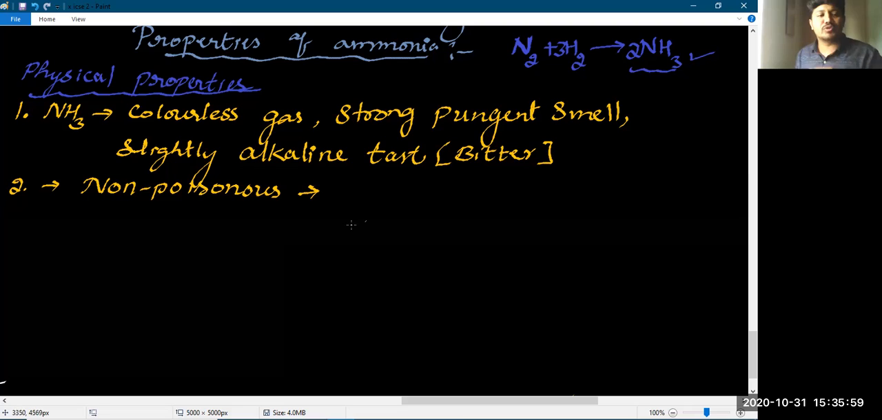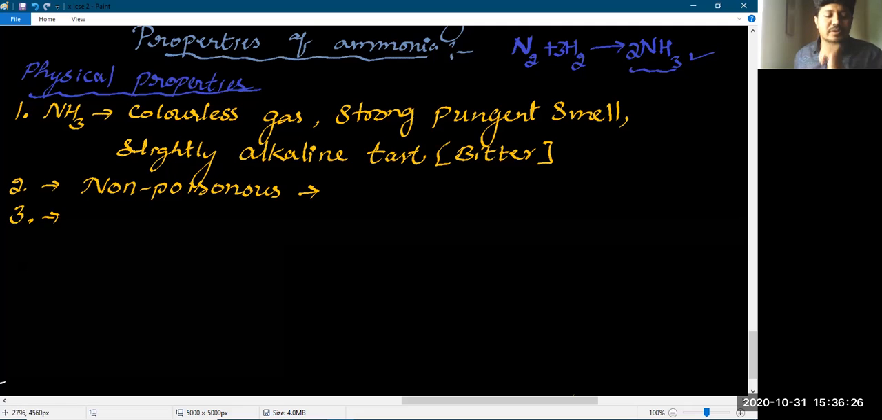Is it clear? One more point you have to remember: it is poisonous. Even a little inhaling of ammonia affects the respiratory tract. Continuous inhaling, that means a large amount of ammonia, definitely causes death also. That is one more property of ammonia.